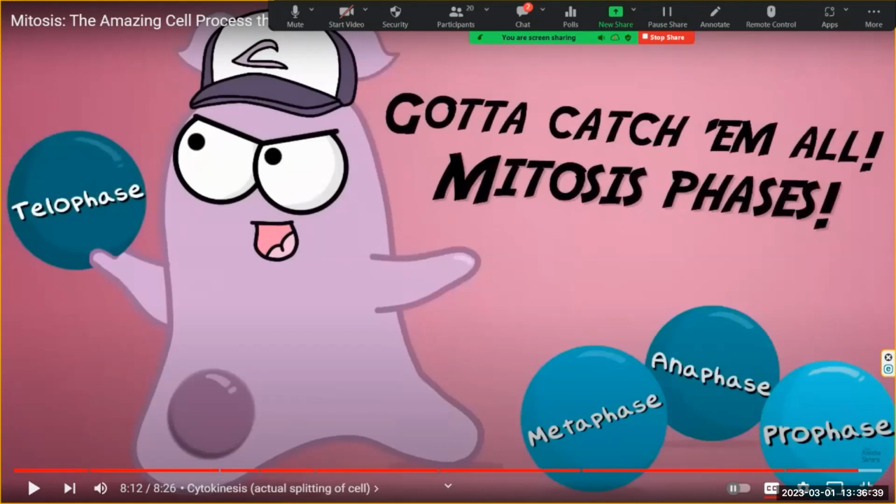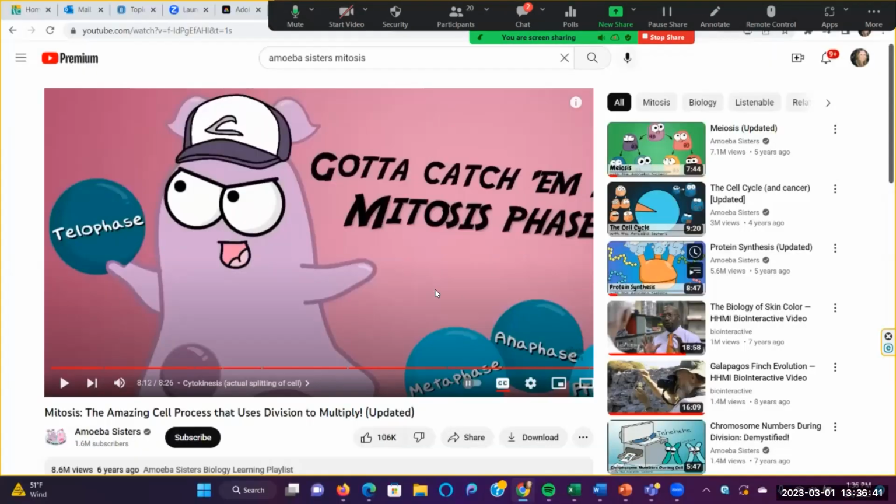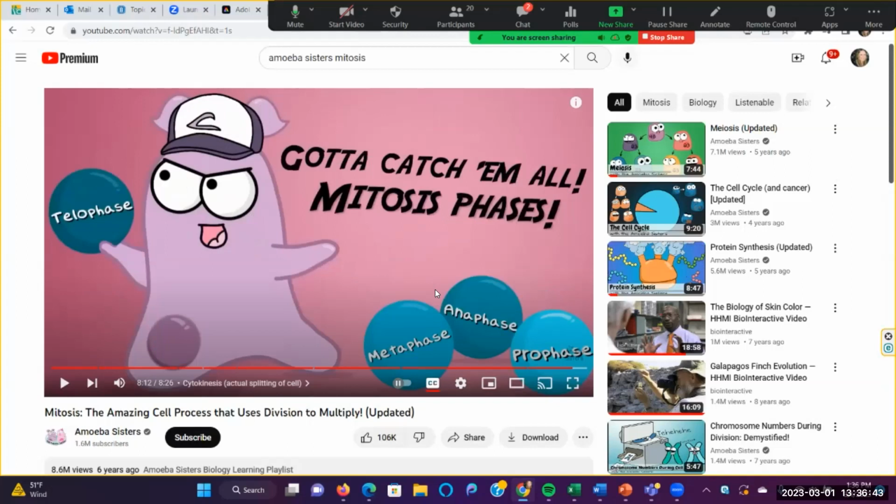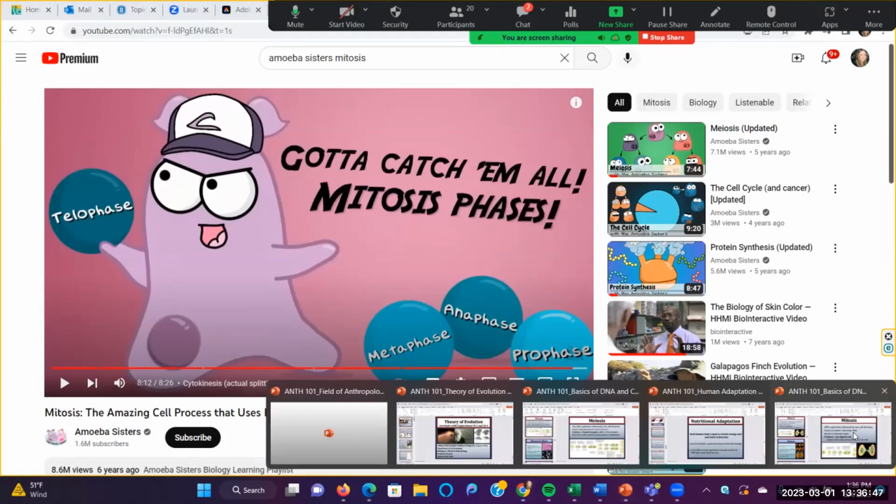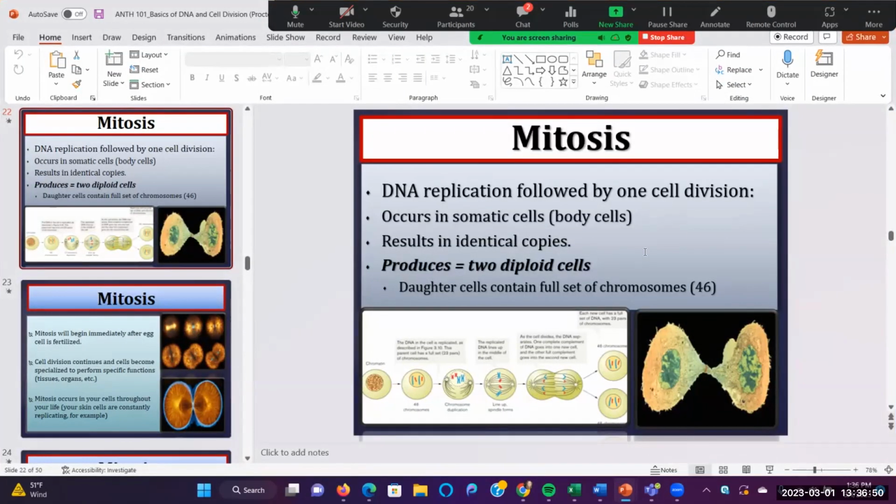All right, so that was our nice Amoeba Sisters summary of what we just talked about with mitosis. So remember, mitosis is always going to be the production of identical somatic cells that are diploid. Okay, so if they're diploid, that means within the nucleus, how many chromosomes would we find in a diploid cell?